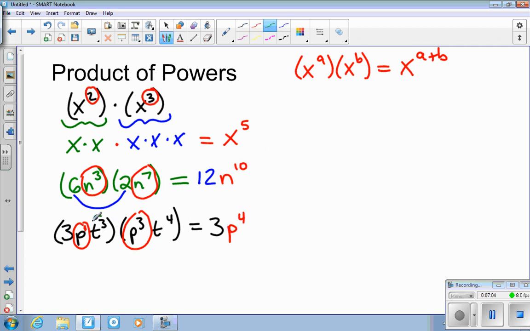And then if we look at t, we have t cubed times t to the 4th. Well, that would give us 7 t's being multiplied, so this is t to the 7th. So 3p to the 4th, t to the 7th would be your final answer. We'll do a few more.